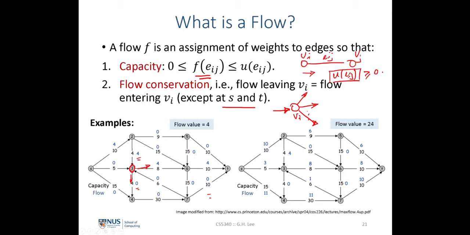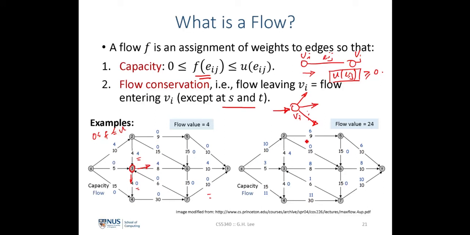And we can also see that all the blue numbers over here, which represent the flow, have to be more than or equal to 0 and less than or equal to the flow capacity. So we can easily verify this by looking through all the pairs of numbers over here.